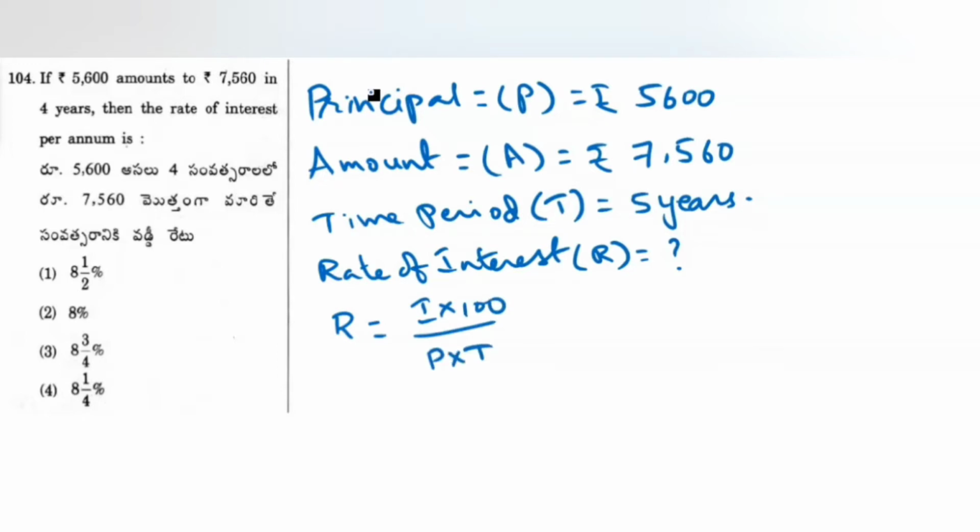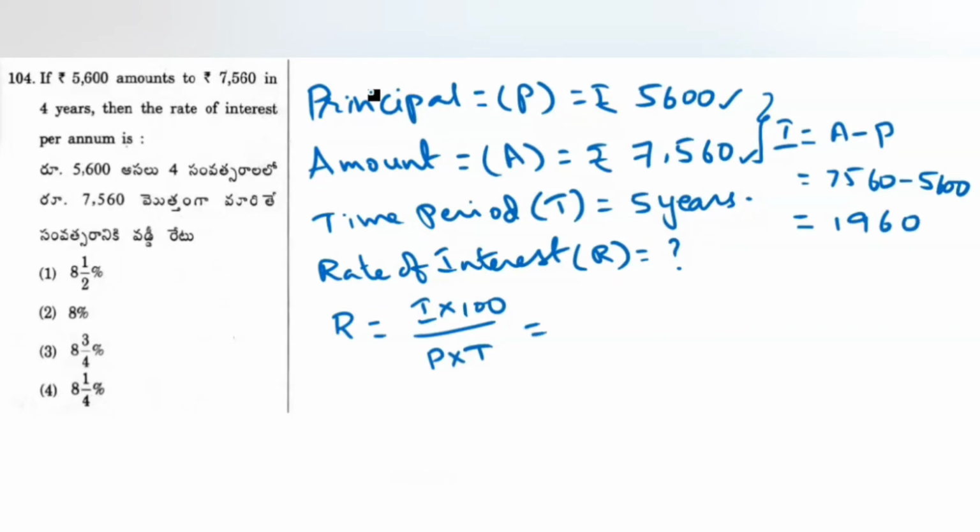So what is interest here? This is the amount invested. This is the amount became after 4 years. So the difference of these two is nothing but interest, the extra amount it has given. So that is nothing but A minus P. So the difference of these two gives you 7,560 minus 5,600, which gives you 1,960. So this is the interest amount. So substituting here, interest is 1960 multiplied with 100 by P into T. P is 5,600 multiplied with the time period 4 years.